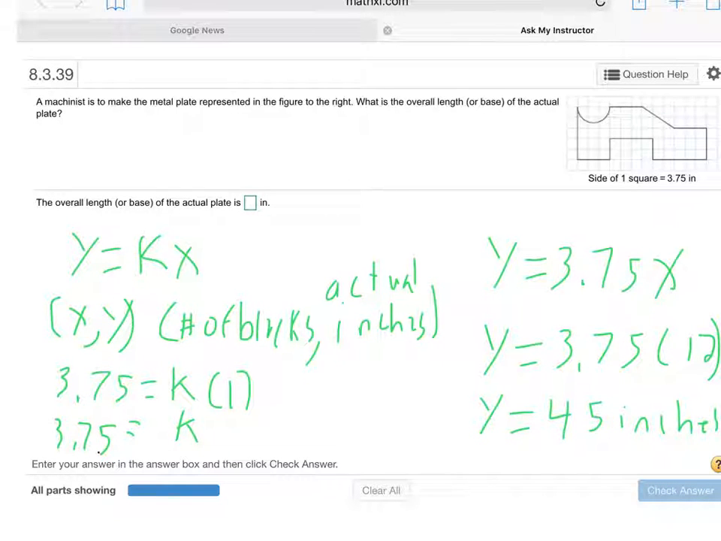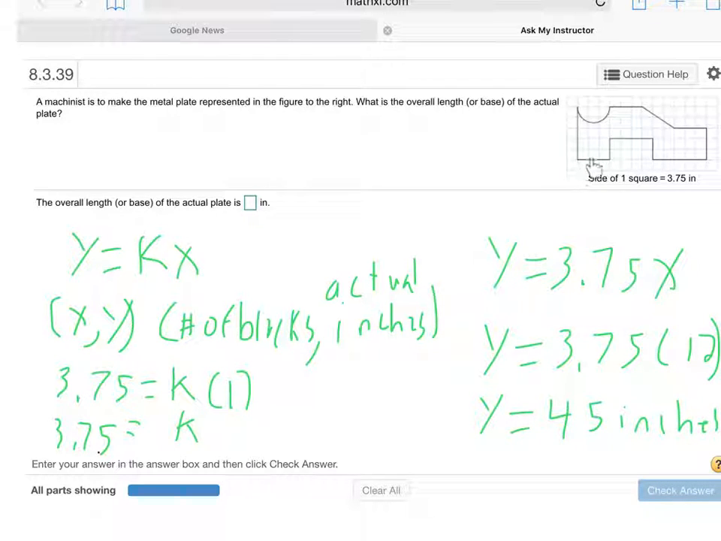So I saw your question. A machinist is to make the metal plate represented in the figure to the right. What is the overall length or base of the actual plate? So we have this nice drawing here, and this would be the length.